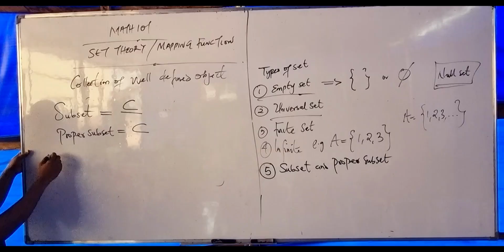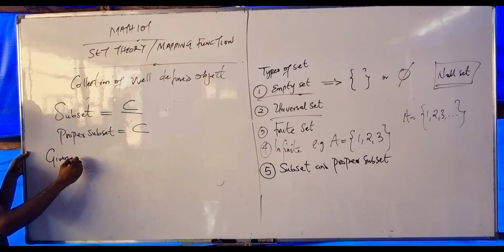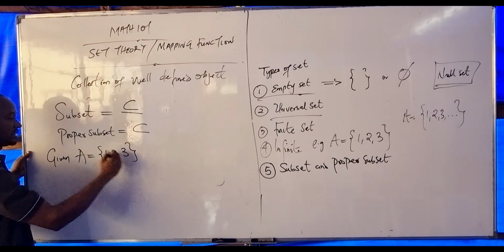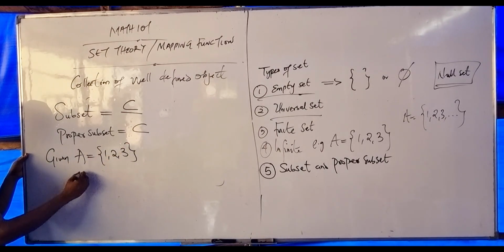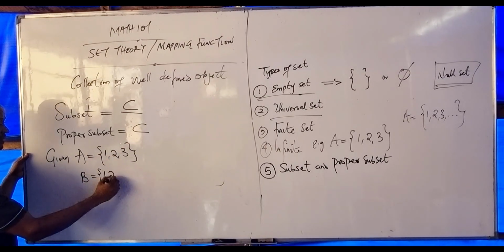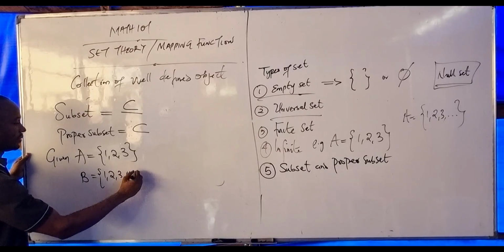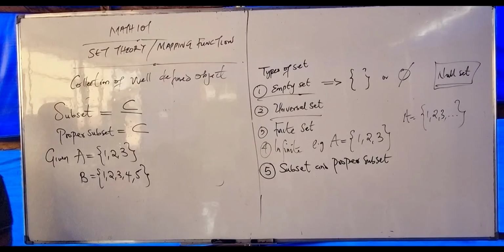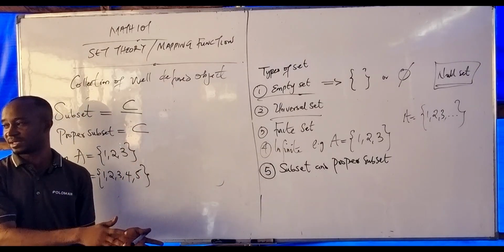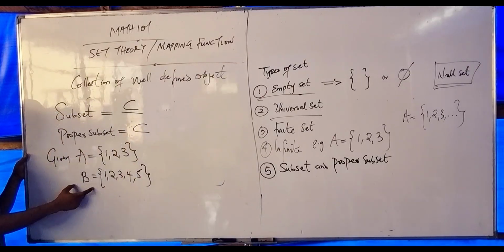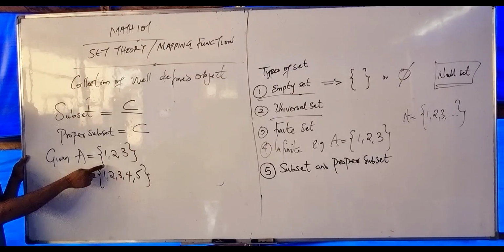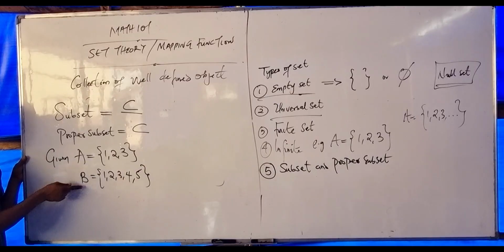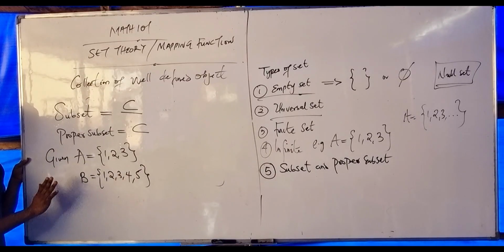Now watch. If, for example, I'm saying that A is equal to 1, 2, and 3, right? Then B is 1, 2, 3, 4, and 5. Now, what do we say is a subset? Subset means part of another set, Abi. Now, is A a subset of B? Yes, because all the elements in A are in B. But although A is not equal to B. Are you getting this here?